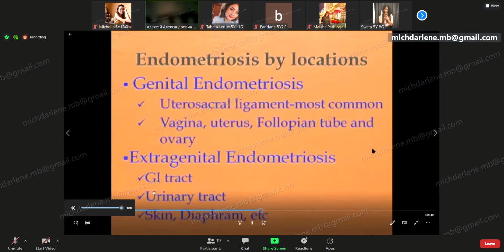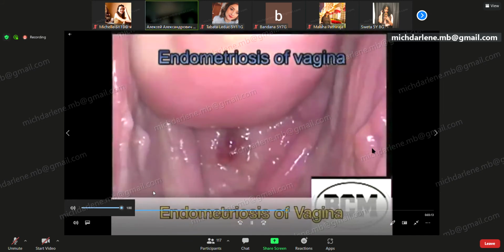Endometriosis by location. In terms of genital endometriosis, the uterosacral ligaments are the most common sites of endometriosis. Endometriosis can also be seen on the vagina, uterus, fallopian tubes, and ovaries. Extragenital endometriosis is also possible. You can find endometriosis in the GI tract, the urinary tract, superficially on the skin, or on the diaphragm.